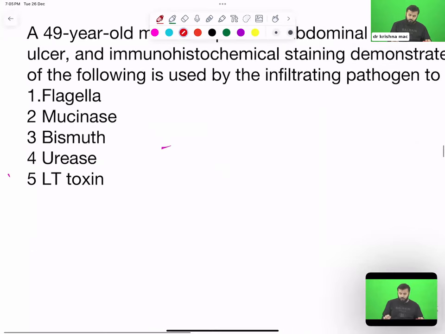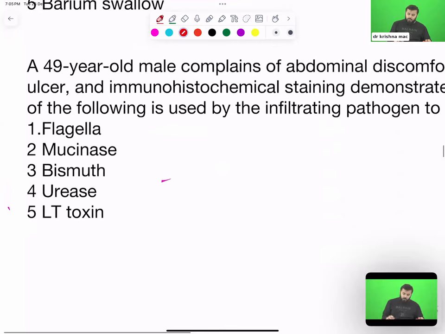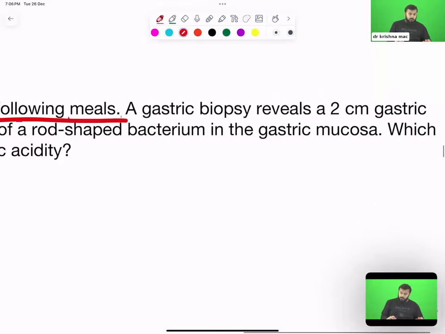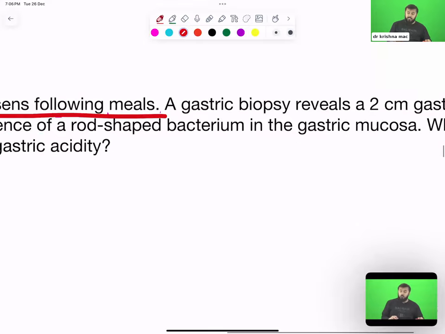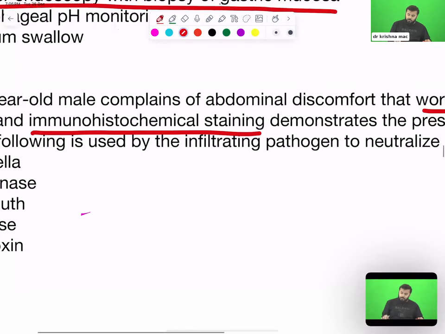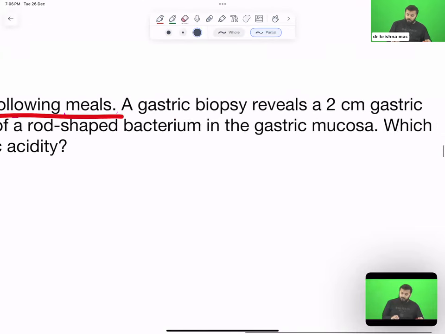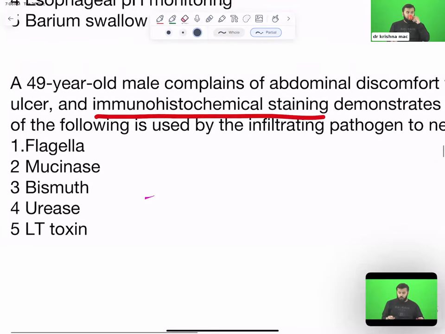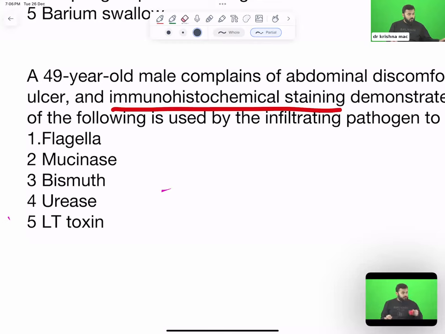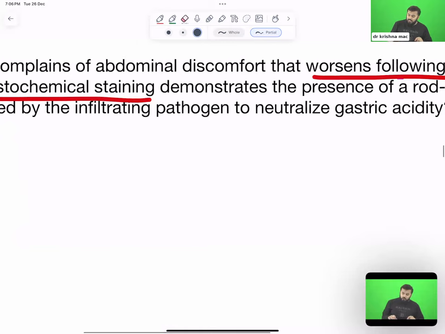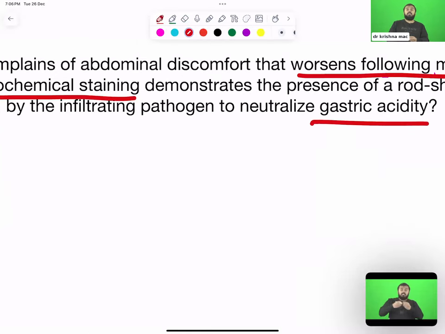Clear, all of you? A 49-year-old male complains of abdominal discomfort that worsens following meals. A gastric biopsy reveals a two centimeter gastric ulcer, and immunohistochemical staining demonstrates the presence of a rod-shaped bacterium in the gastric mucosa. Which of the following is used by the pathogen to neutralize the gastric acid? What will be the answer? To neutralize gastric acid, the pathogen will release what?